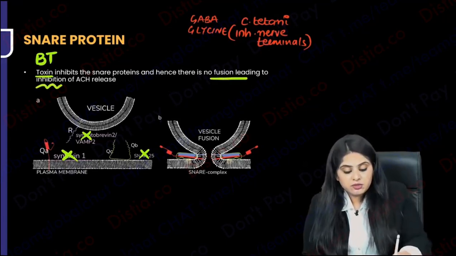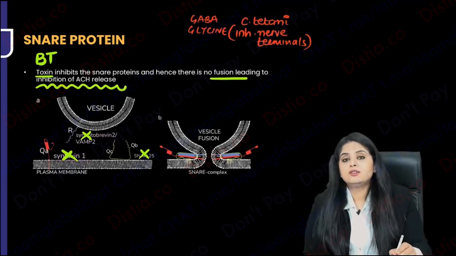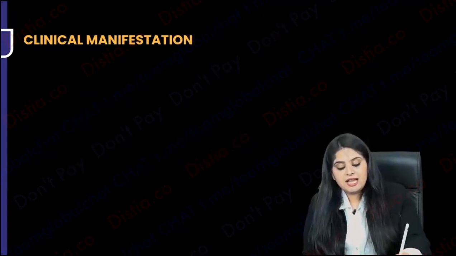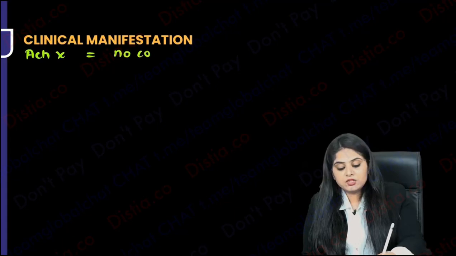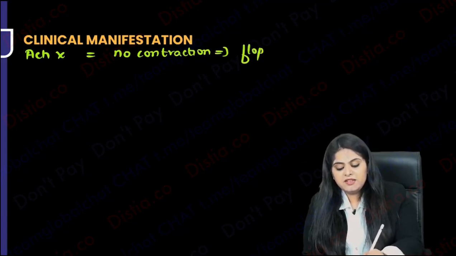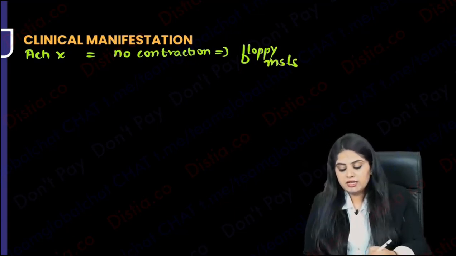So what is now going to be released? Acetylcholine is not released. Guys, when I say acetylcholine is not released, it means there is no contraction of the muscles. The muscles are gonna look very, very floppy. The muscles are gonna look very, very loose and very, very floppy. So I hope everyone's understood. I'll quickly revise it for you.